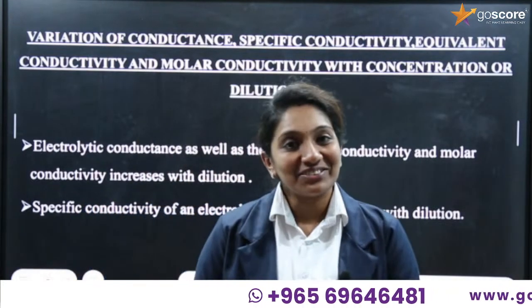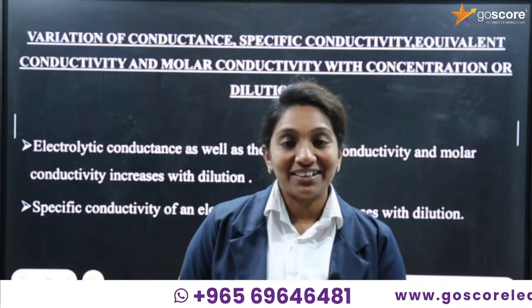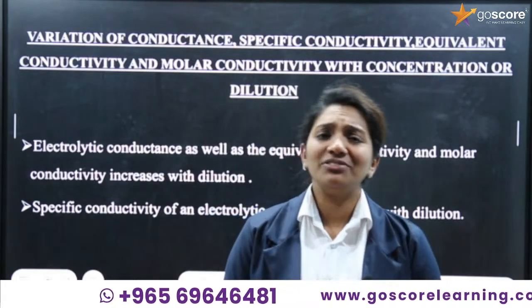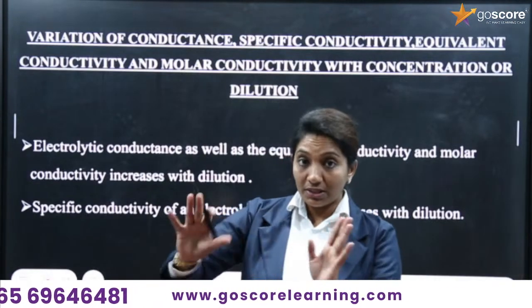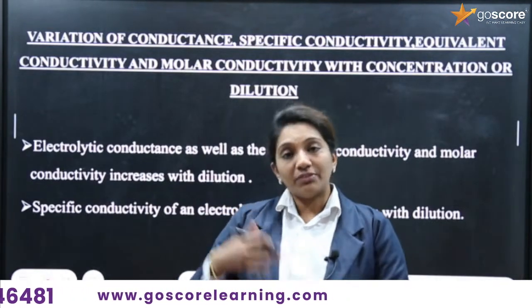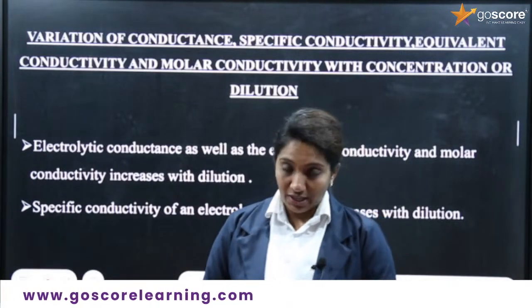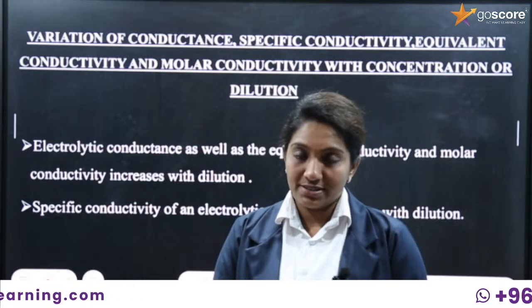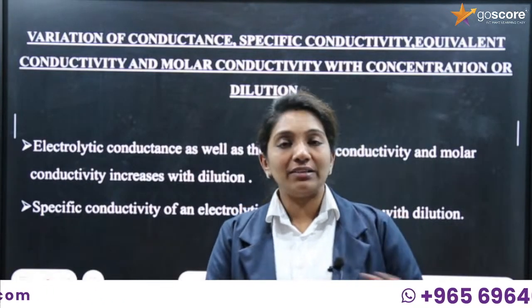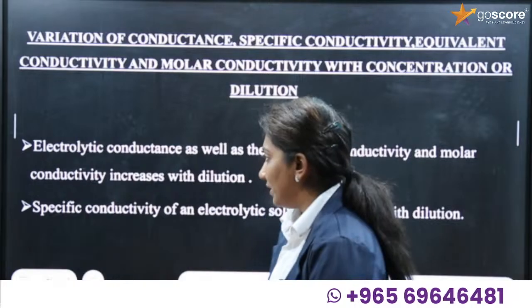So we know that we can categorize the electrolytes as strong electrolyte and weak electrolyte, right? What is the difference between these two? Strong electrolyte will be undergoing almost complete ionization, right? It will be giving the maximum number of ions. Weak electrolyte means it will be undergoing only partial ionization. Only a limited number of ions will be produced by this, right?